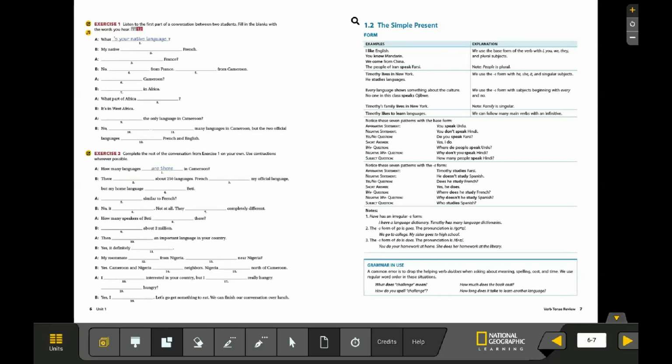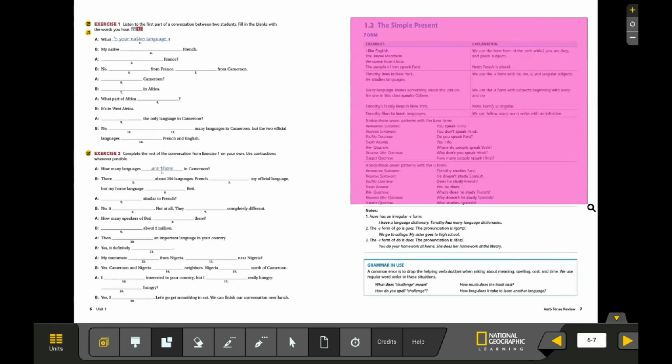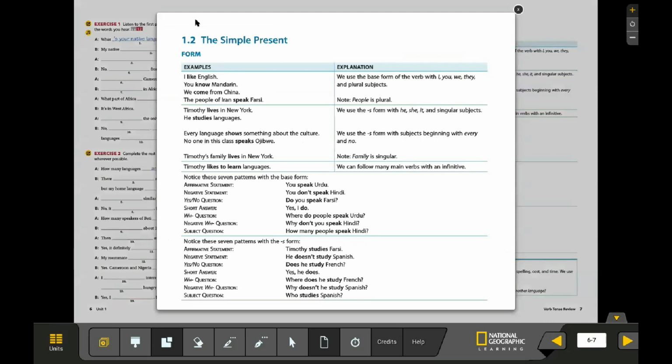Now let's start here with the form of the simple present. Remember that in the simple present, we have two forms. We have the base form and we have the S form. Okay, what is the difference? The base form we use with I, you, we, they, and all the plural subjects. And the S form we use with he, she, it, which is the third person singular, and the singular subject.